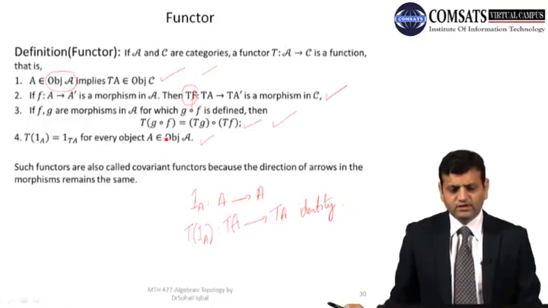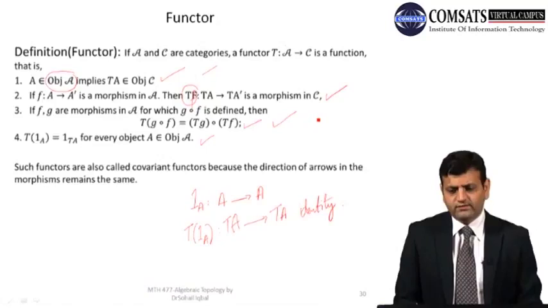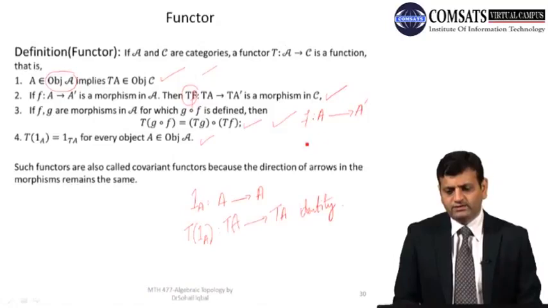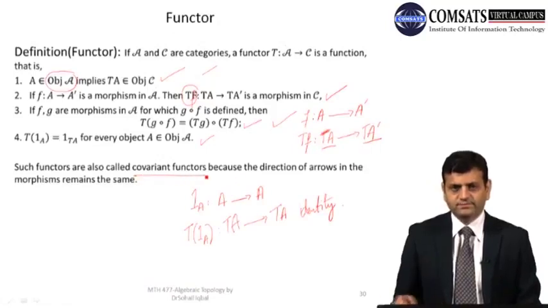Such functors are called covariant functors because the direction of arrows in the morphisms remains the same. If we have a morphism F from A to A prime, then TF is also a morphism from TA to TA prime. So T does not change the direction of the arrows. If it's from A to A prime, then it will be from TA to TA prime. So basically it's a covariant functor.